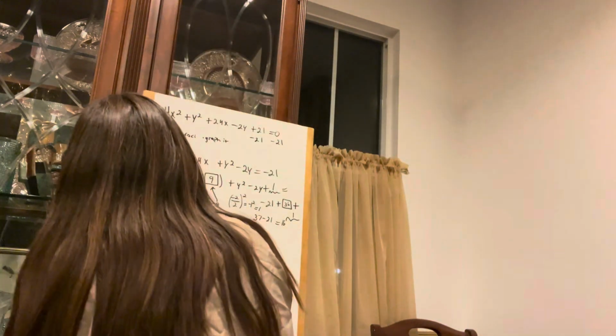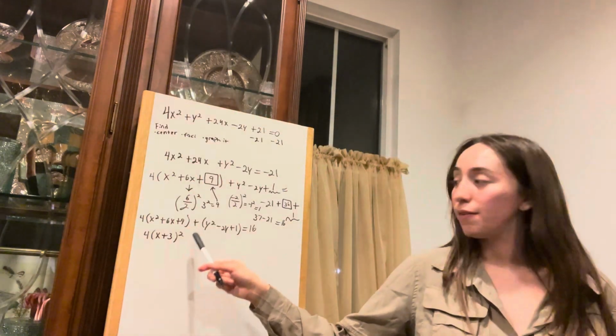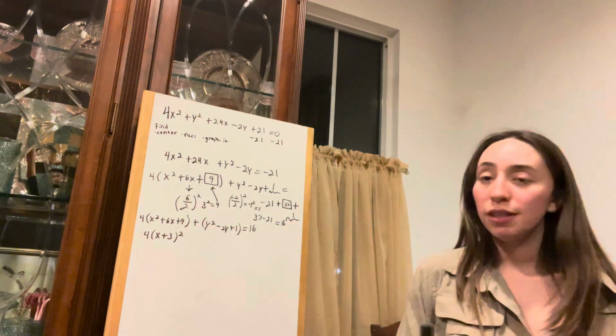So we're going to rewrite that as 4x plus 3 squared. Okay, so that's the simplified version of this. And then we're going to do the same thing over here.